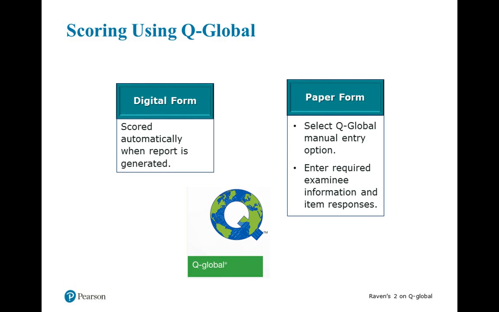As far as scoring using Q Global, the digital forms are scored automatically using the Q Global platform when the report is generated, and if you are using a paper form, you'll select the Q Global manual entry option that Jarrett's going to show you and then enter the required examinee's information and item responses. So you'll see what that looks like now because Jarrett is going to demonstrate.